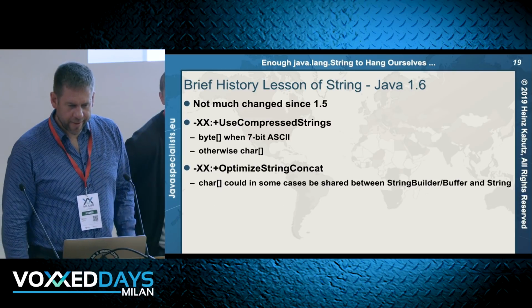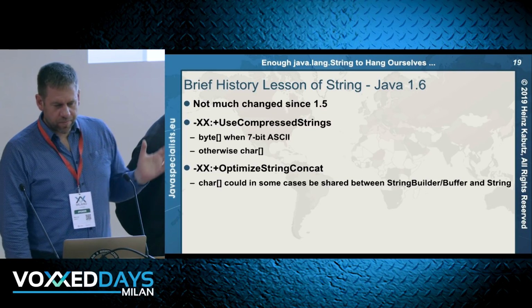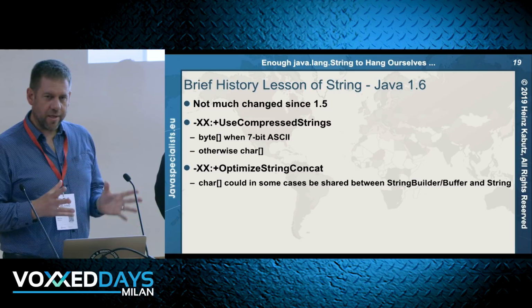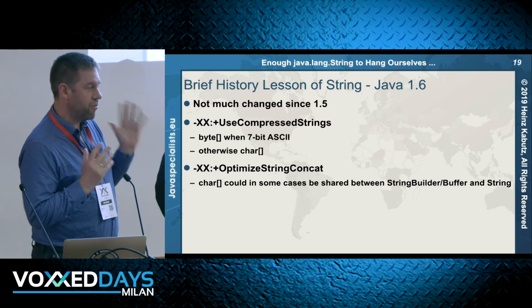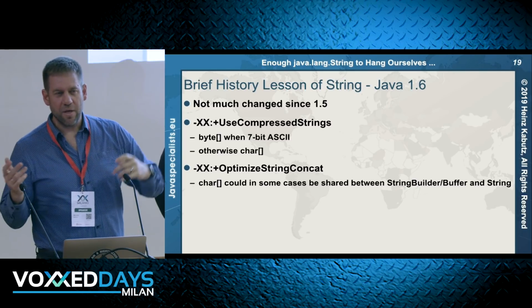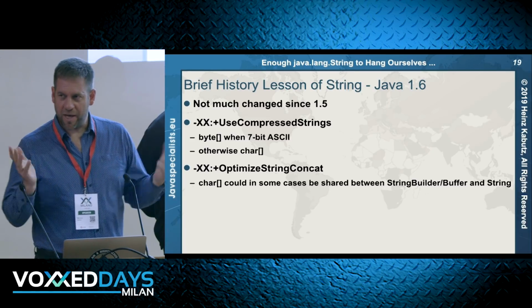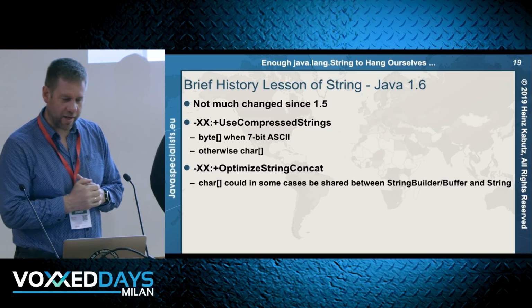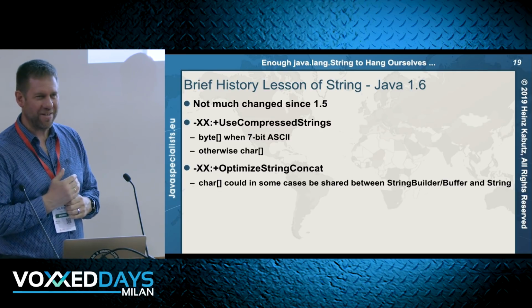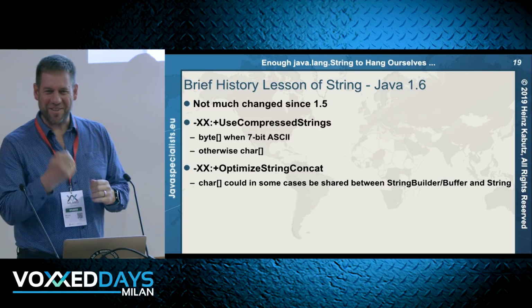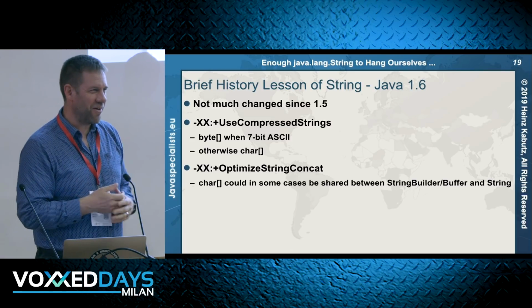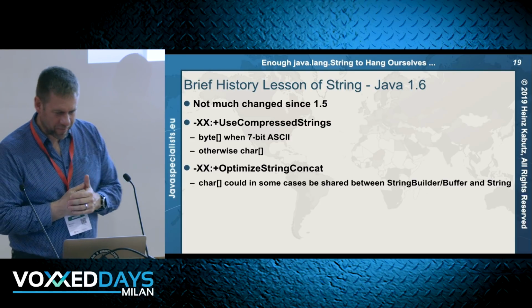Okay. Java 6, nothing much changed in the structure, but they did add this feature of compressed strings, where sometimes a string would use a char array and other times a byte array as a foundation for keeping the characters, which was kind of weird. If you're working with reflection and you look at the string, and sometimes it's a byte array and sometimes it's a char array, things got funky.